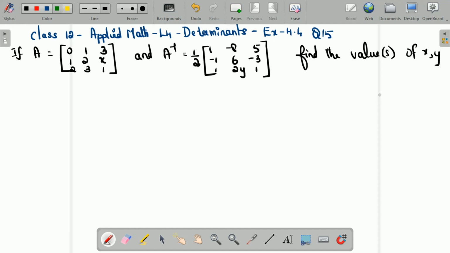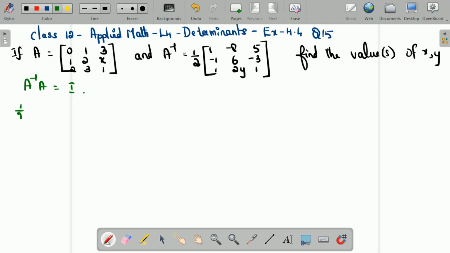In this video, let's find the solution for the 15th question in exercise 4.4. If A is this matrix and A inverse is also given, find the values of x and y. So first we know the property that A inverse A is going to be equal to the identity matrix.